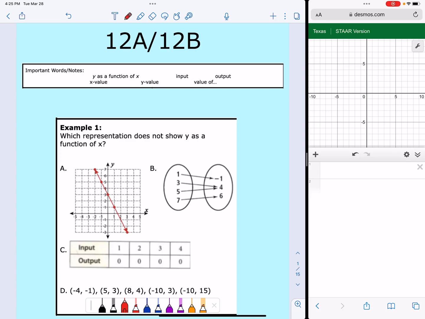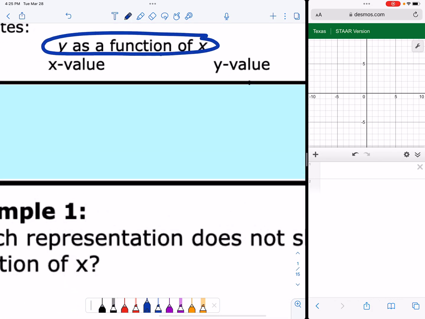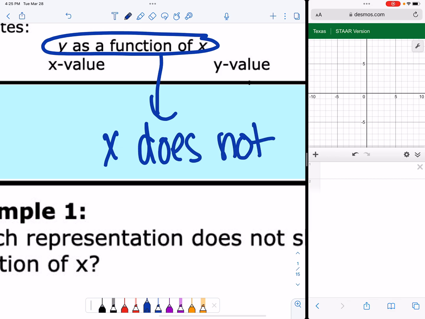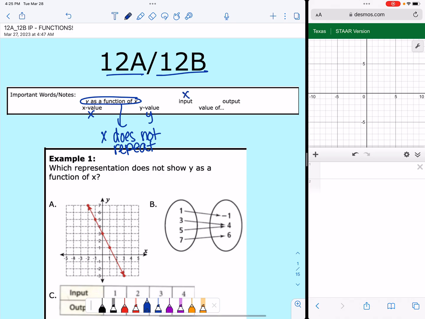All right, today we are going to be talking about 12a and 12b, which is really function or not function and function notation. So y as a function of x means that x does not repeat. So you have your x value and your y value. Your input is always your x. Your output is always your y.